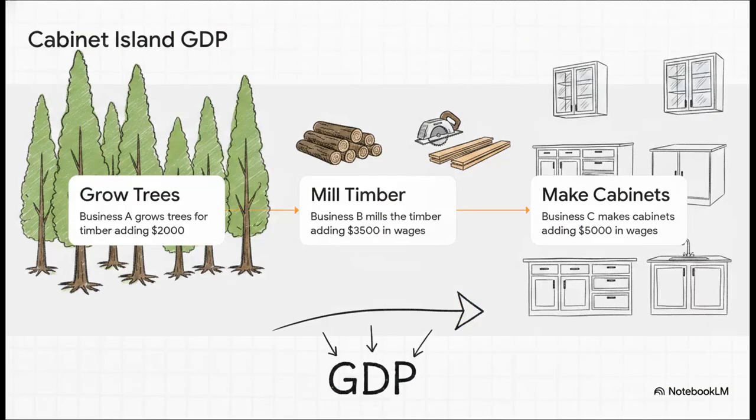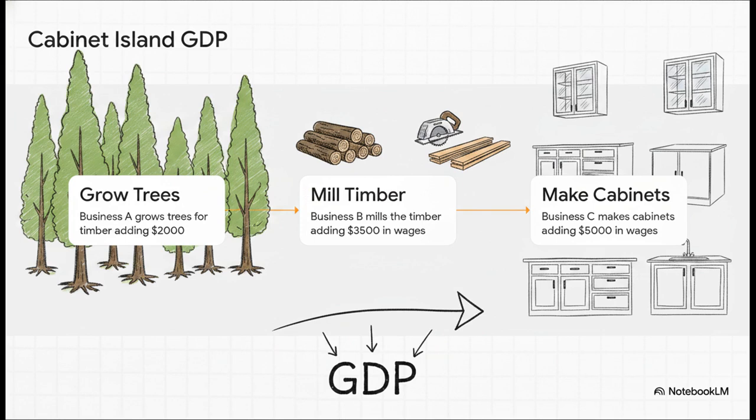But there's actually another way to measure GDP called the production approach, and this one requires a little bit of care. Imagine Cabinet Island. It's an economy that literally only makes wood cabinets. Business A grows the trees and pays $2,000 in inputs. Business B mills that timber, adding $3,500 in wages, and then Business C makes the actual cabinets, adding another $5,000 in wages.